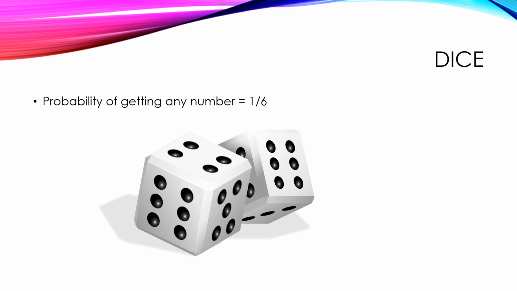There are 6 equally possible outcomes when we roll a die. The probability of getting any number out of 1 to 6 is 1/6. All possibilities are 1, 2, 3, 4, 5 and 6.